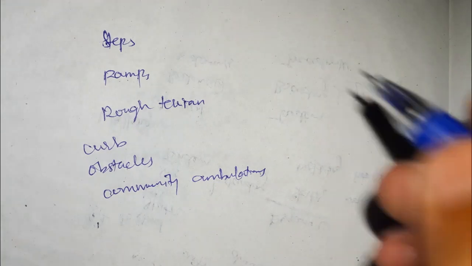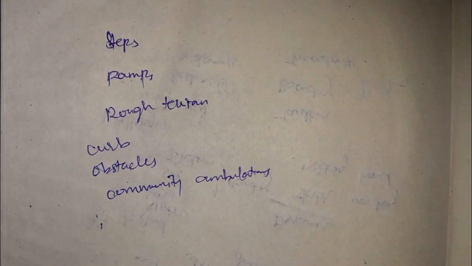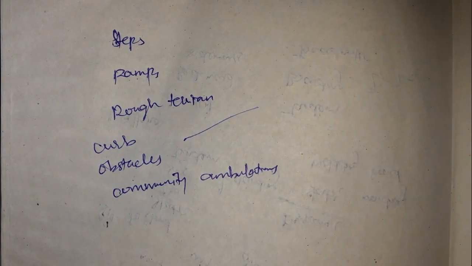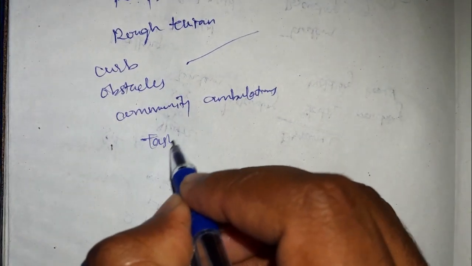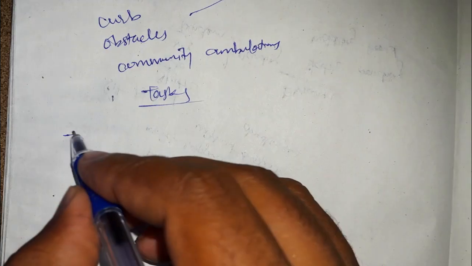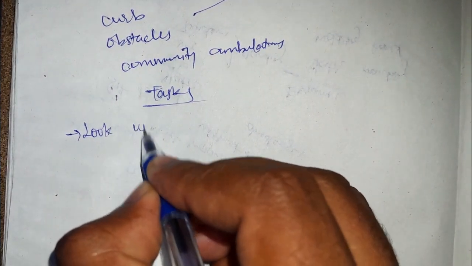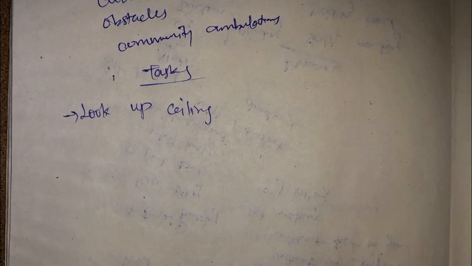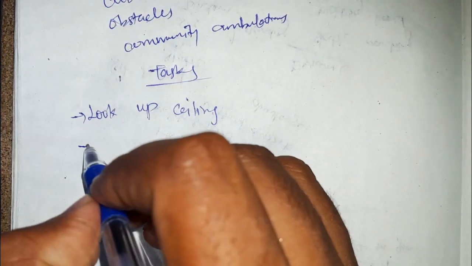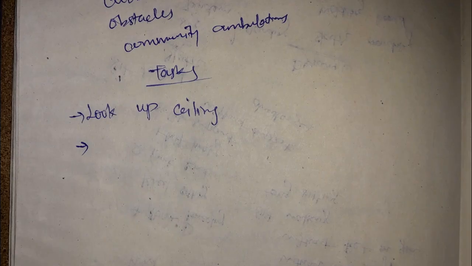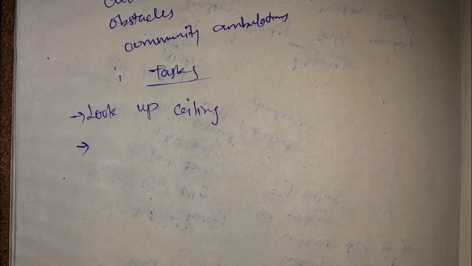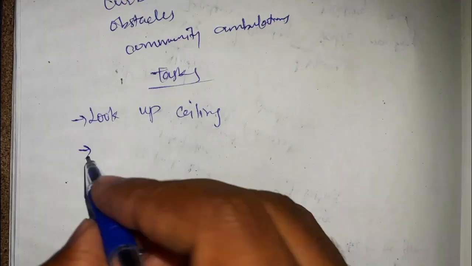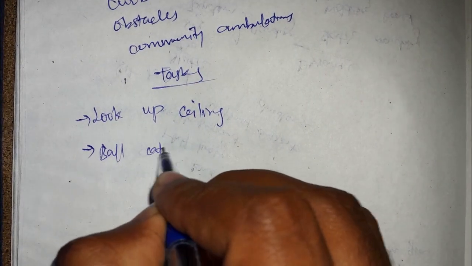Steps we know, ramps we know. The curb is an edge part, so we have to walk on the edge, that is curbs. Which types of activities can we give? Tasks we can give: look up at the ceiling, turning to look behind without moving the feet, reaching sideways, reaching backward, reaching down to the stool, ball catching and throwing. These kinds of activities you can give.